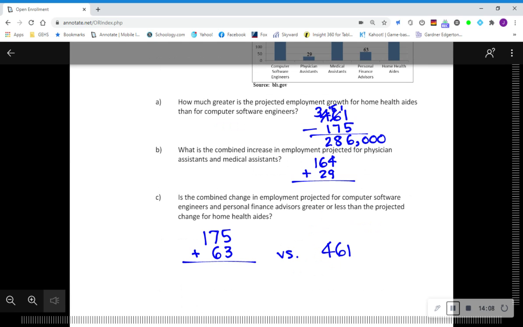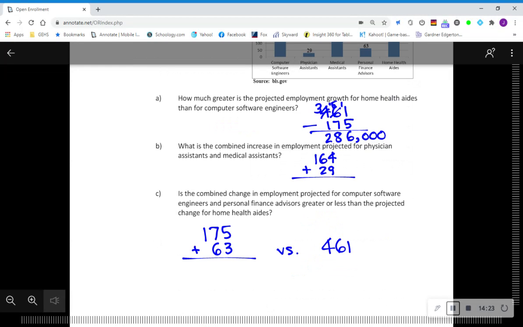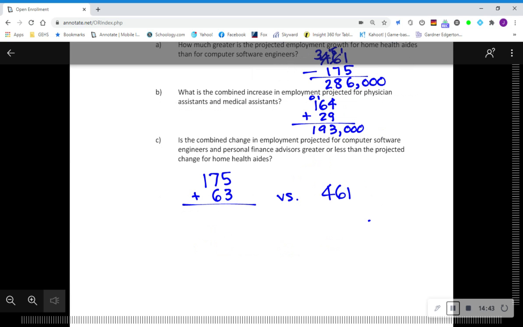Okay, combined total for the physician's assistants. Let me go back up there. Physician's assistants and medical assistants. So we're adding those two numbers when it says combined. And so we'll simply add these here. You get 13 in the ones column. You get 9 in the tens column, and I'll put a 0 there even though that's optional. 193. Oh dear, it's 1,000 times that. So you got to remember, if you're doing it this way, you got to put those extra zeros on.